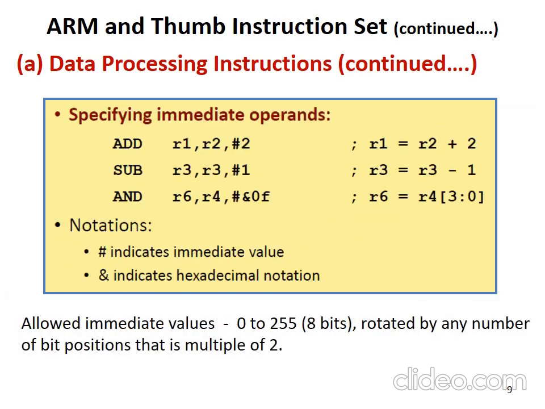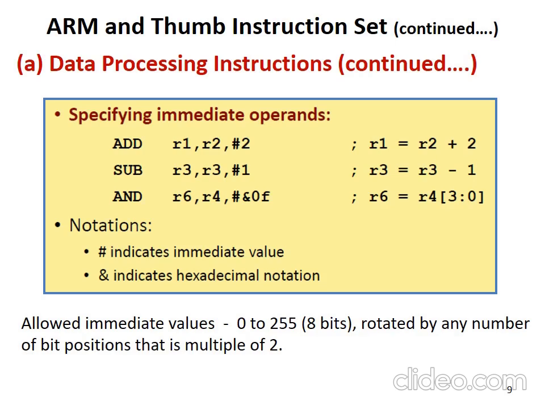Next, in data processing instructions, specifying immediate operands, some examples are given. ADD R1, R2 and #2, SUB R3, R3 #1 and AND R6 R4 #&0F. So the add instruction here specifies that the register R1 is loaded with R2 plus the immediate operand 2.